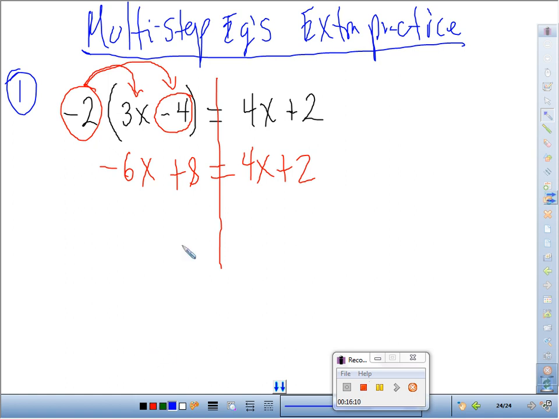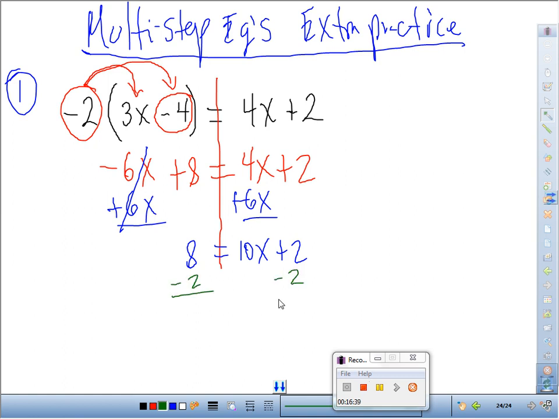Okay? Next step. I start with the smallest variable. Smallest variable is negative 6x, because we have a positive and a negative, the negative is the smallest. So therefore we add 6x, add 6x. We're left with 8 equals 10x plus 2. And then you gotta isolate the variable, so I subtract 2, subtract 2. We're left with 6 equals 10x. And move the decimal over 1. There is no decimal. Can you do that since it's 10? We're going to divide by 10, divide by 10.